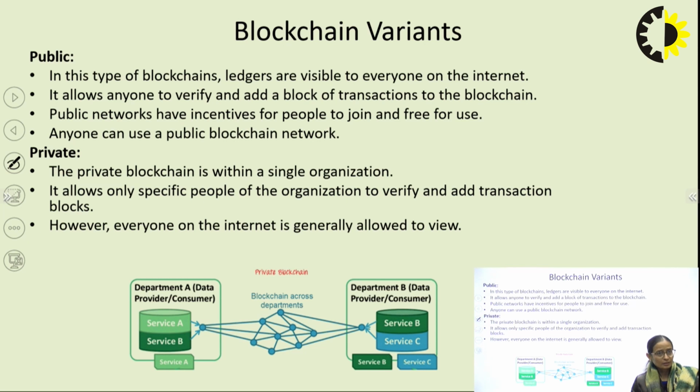We are having various variants of blockchain available in the market: public, private and consortium blockchain. So, as the name says, public. In this case, the ledger or the blockchain is visible to all the stakeholders on the internet. It allows anyone to verify and add a block of transactions to the blockchain. Public networks have incentives for people to join the network and are free for use. Anyone can use a public blockchain network.